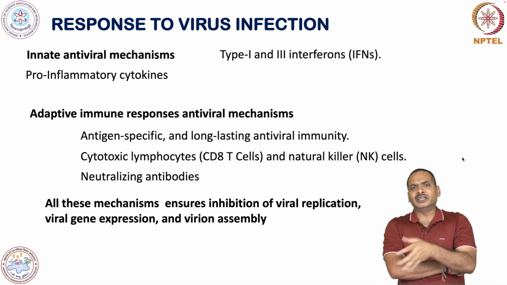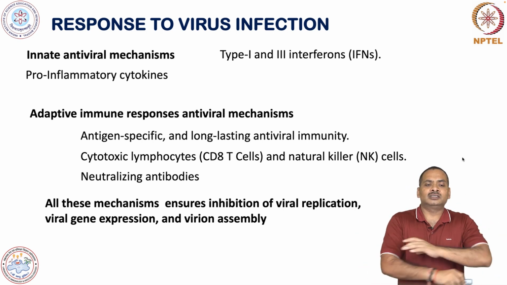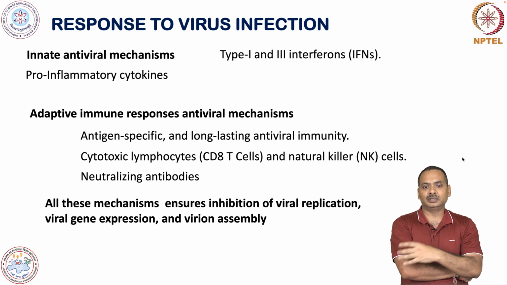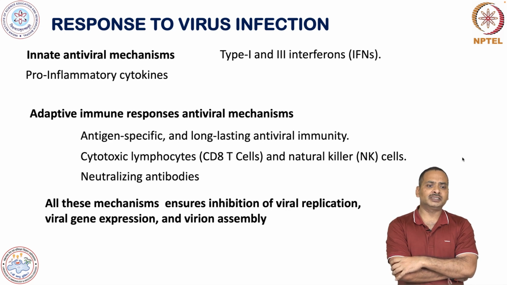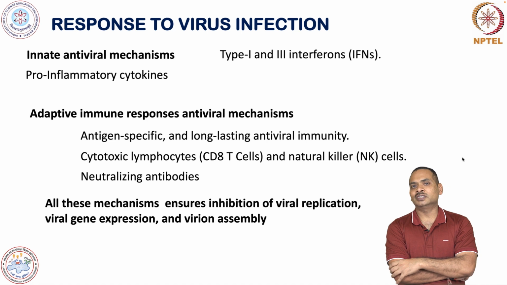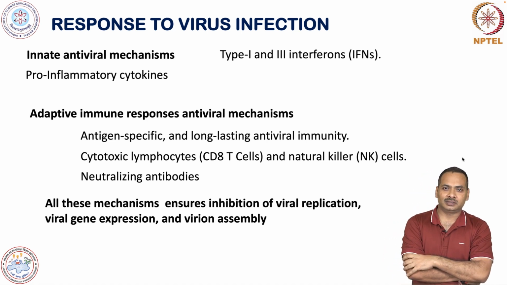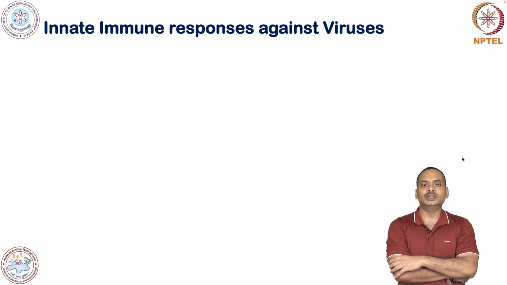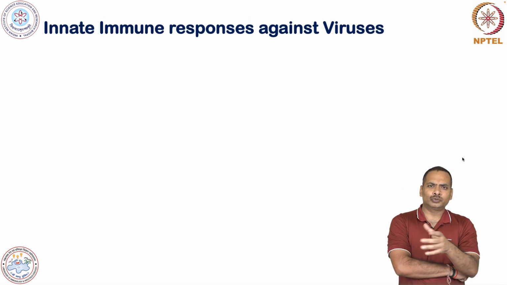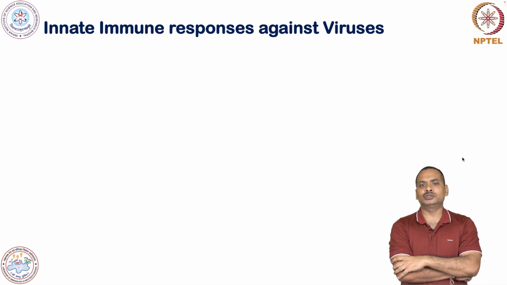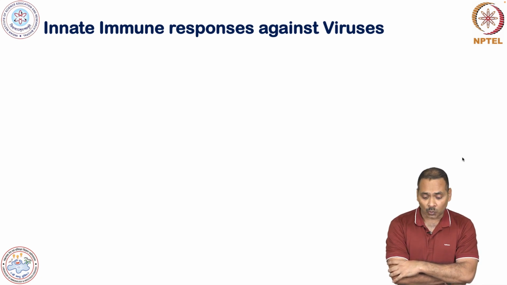So all these mechanisms, basically all this state, ensure the inhibition of viral replication, viral gene expression, and virion assembly. Okay, so these are basically checkpoints. Now I will quickly show the innate immune response against viruses.